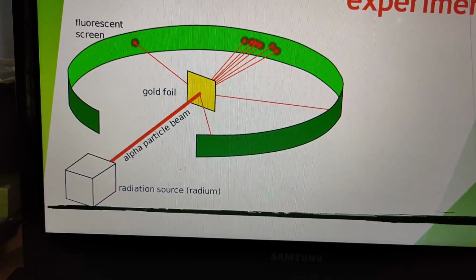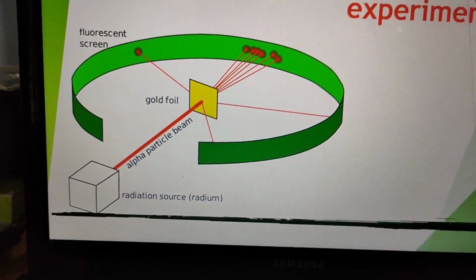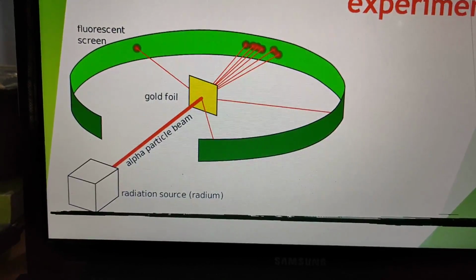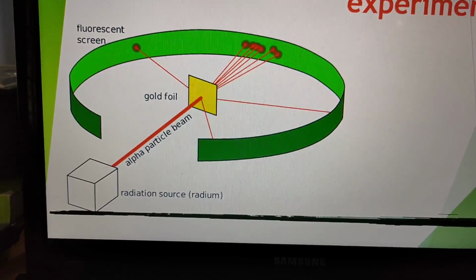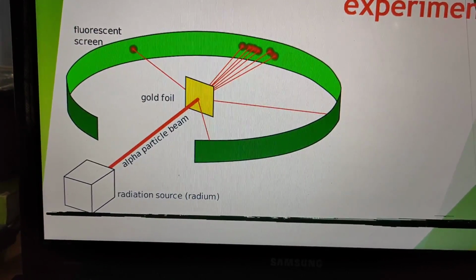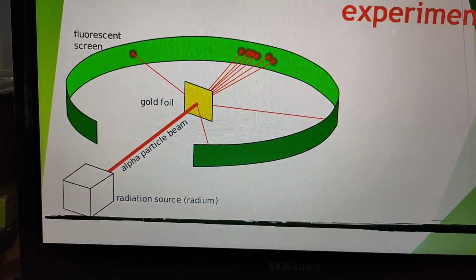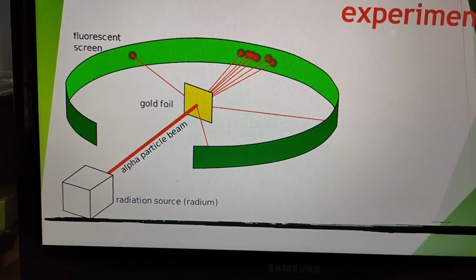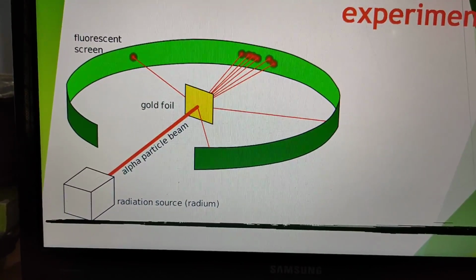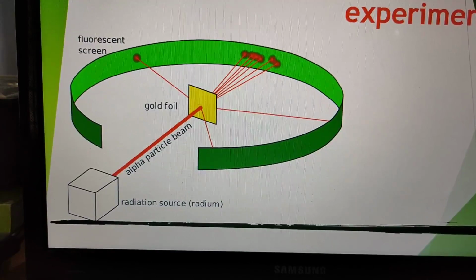Now, what is the aim of this experiment? Why did Rutherford do this experiment? To study the distribution of the number of alpha particles as a function of scattering angle. Here, the scattering angle means the angle between the direction of incidence and the direction of scattering. This angle is known as the angle of scattering.